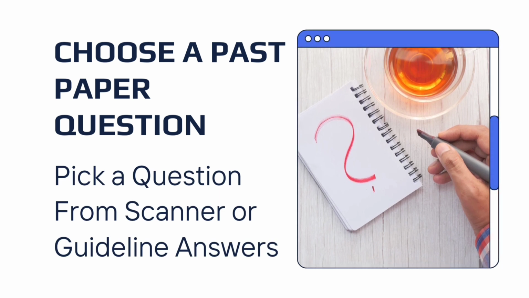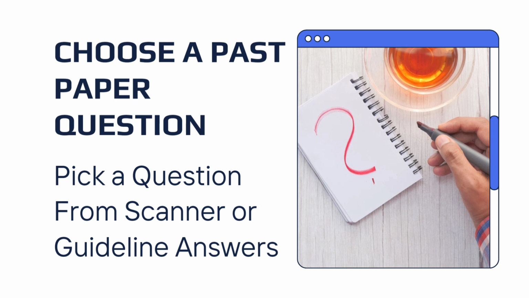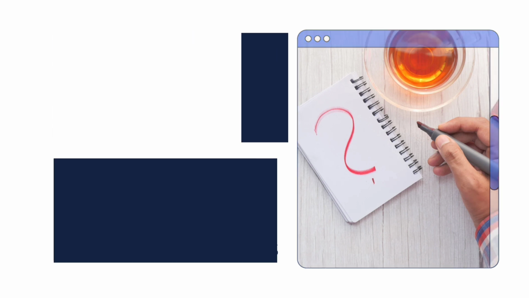is choose a past paper question. So what you can do is pick a question on whatever topic you want to revise, right? Let's just talk about revising as per topics. Pick that question from a scanner or a guideline answers. It is completely up to you where you want to pick it up, but choose a past paper question which relates to your topic. It will help you a lot in revising.